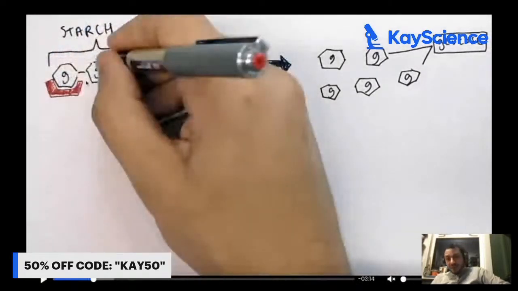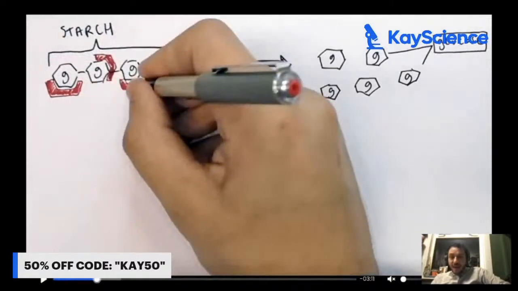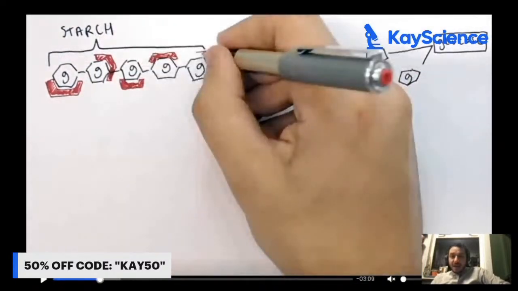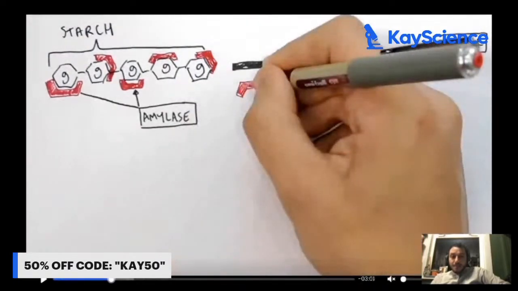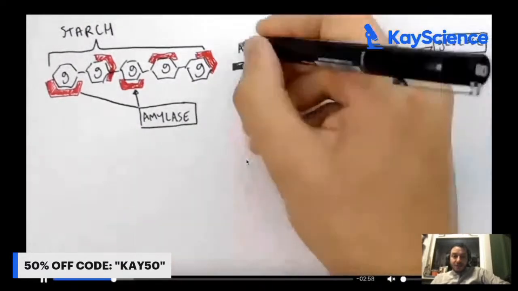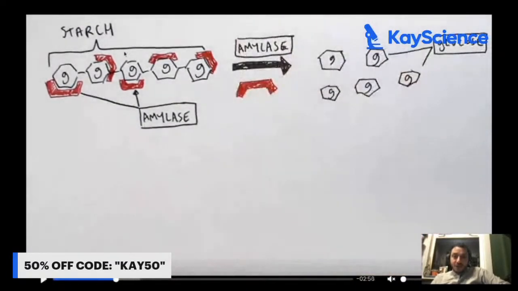So what breaks down the starch? As you can see here, you've got the enzyme amylase. Amylase binds the starch. So the amylase is the enzyme that breaks down starch into glucose. It's amylase. That is an exam question. State the enzyme that breaks down starch into glucose, amylase.